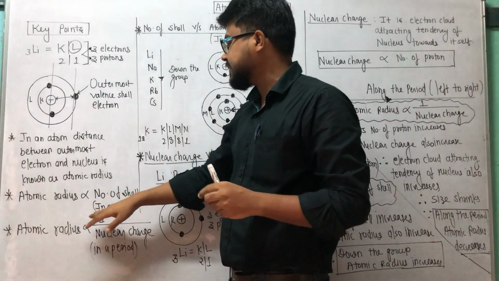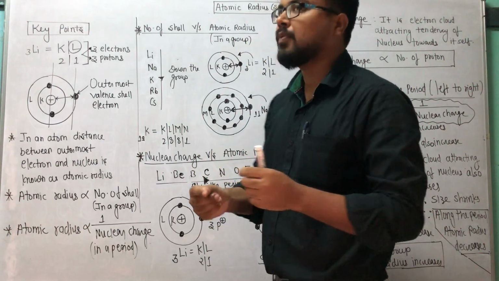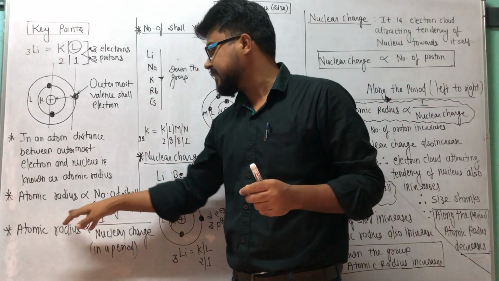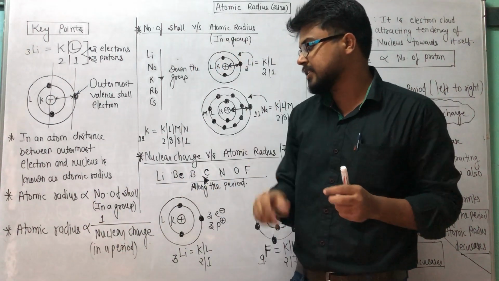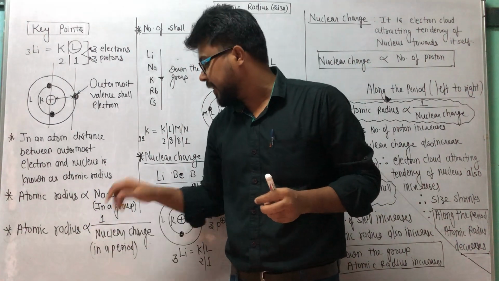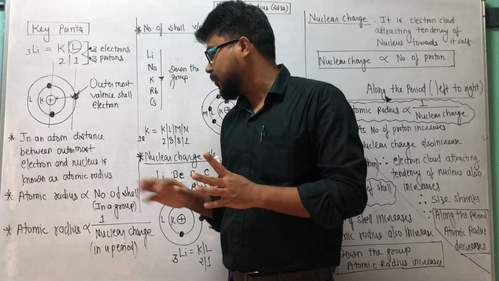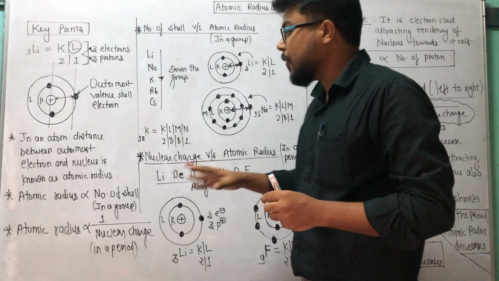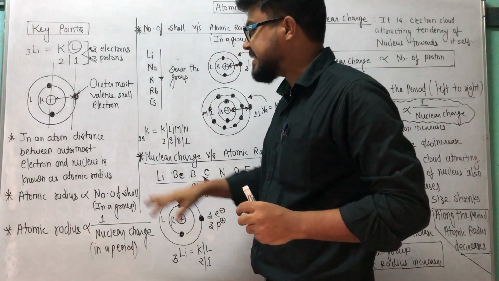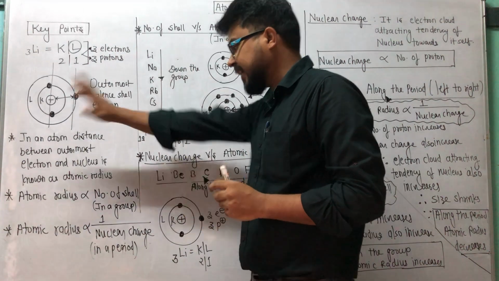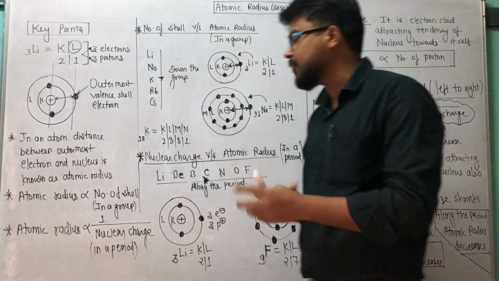So atomic radius is directly proportional to the number of shells when we study it in a group, and atomic radius is inversely proportional to nuclear charge when we study it in a period. So nuclear charge in a period, and number of shells in a group. One by one we will emphasize this topic: atomic radius versus number of shells, and second, atomic radius versus nuclear charge.